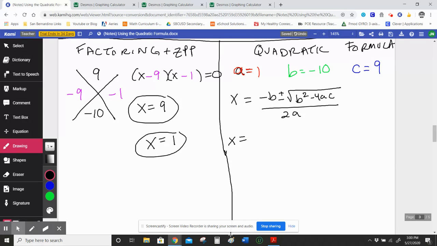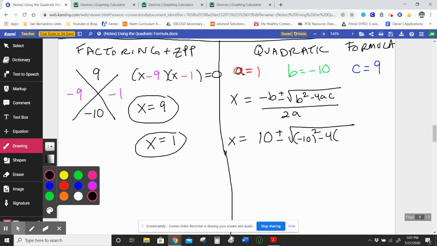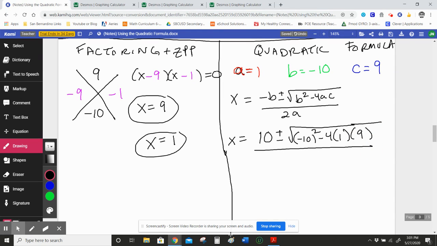So when we do that, it's opposite b. If b is -10, we're going to take the opposite of that, so it's going to give me a +10. And then plus or minus the square root of b squared. Well, in this case, I'm going to plug in (-10) squared minus 4ac. This is b, 4 times a, which is equal to 1, times c, which happens to be equal to 9. And then you're going to put it all over 2a, which is all over 2 times 1.